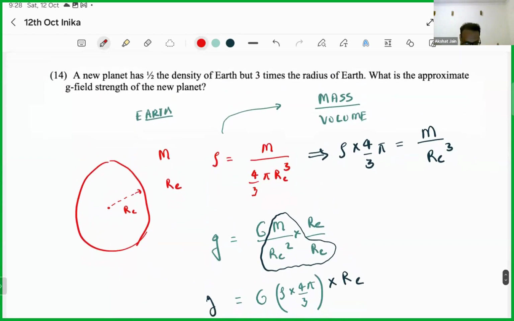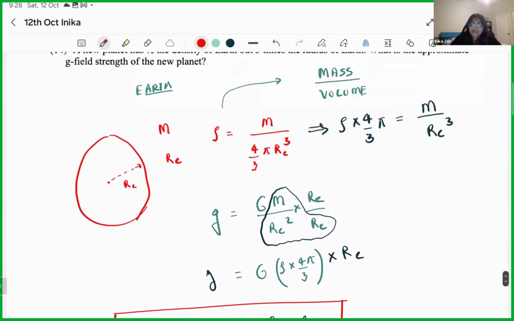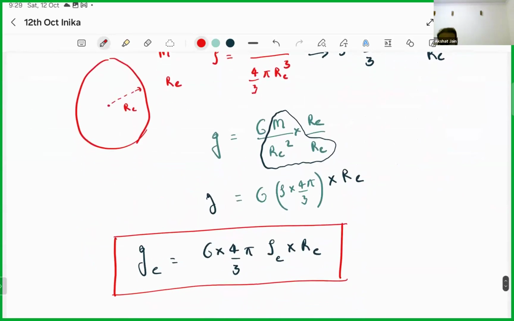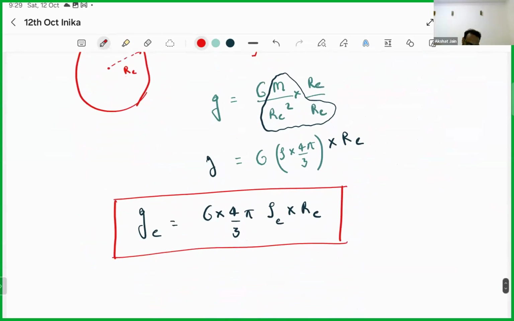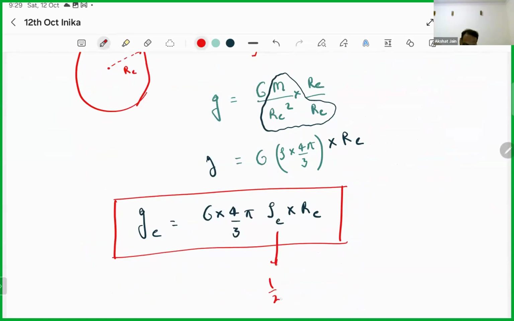You have to construct a new planet where the density will not be rho e. Rather, it will be half of rho e. So density will be half of rho e, and the radius will become 3 times r. This density will become rho e by 2, and this radius will become 3 times r. That is what they are saying in the question.